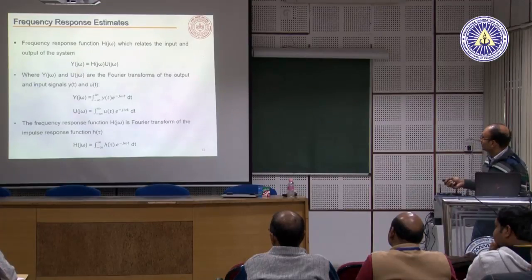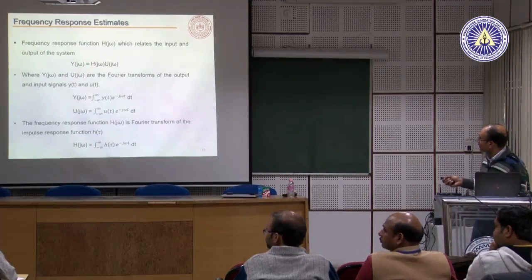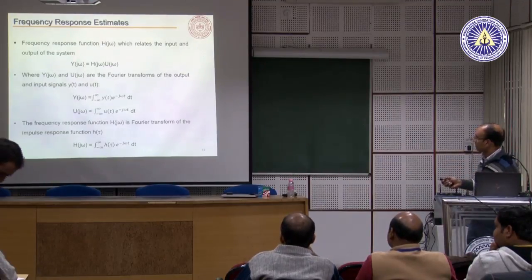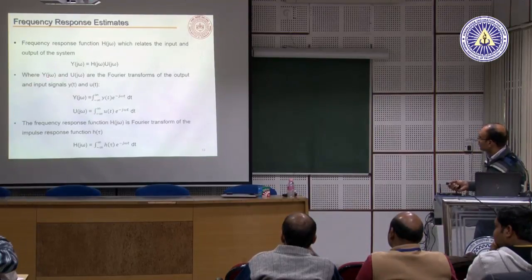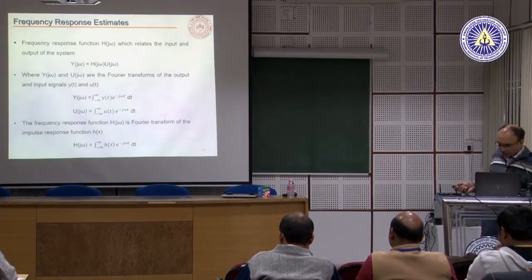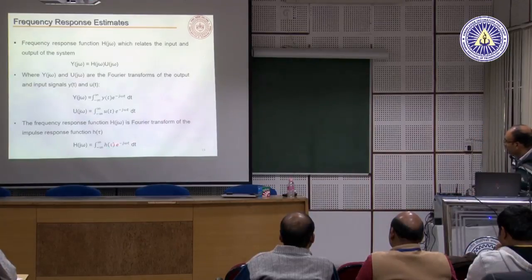And H(jω) is what is going to relate these two things. This is what we are going to identify, which is what we want to know: the relation between the input and the output. These are the corresponding Fourier transforms of the output and input signals y(t) and u(t). And the frequency response function is the Fourier transform of the impulse response function h(τ). So that is given by this.